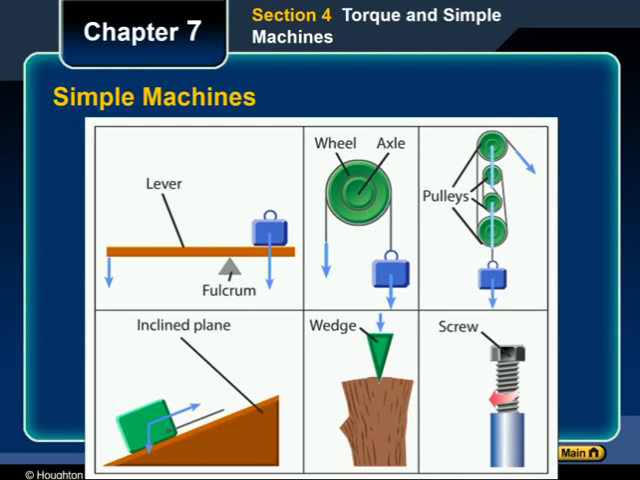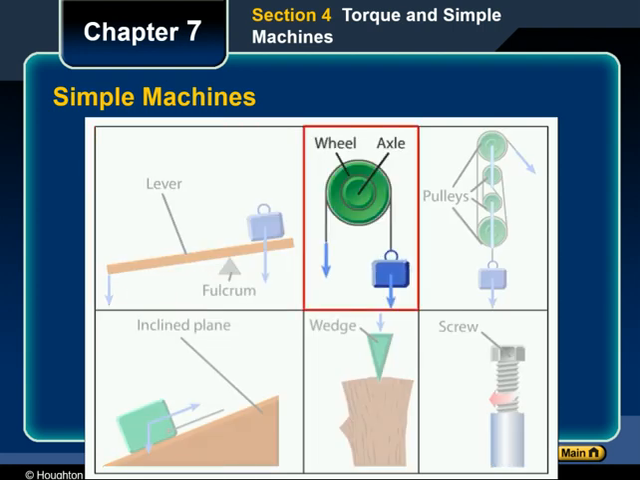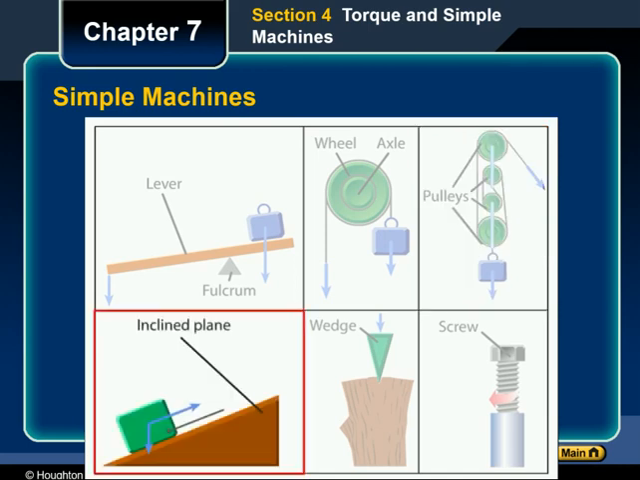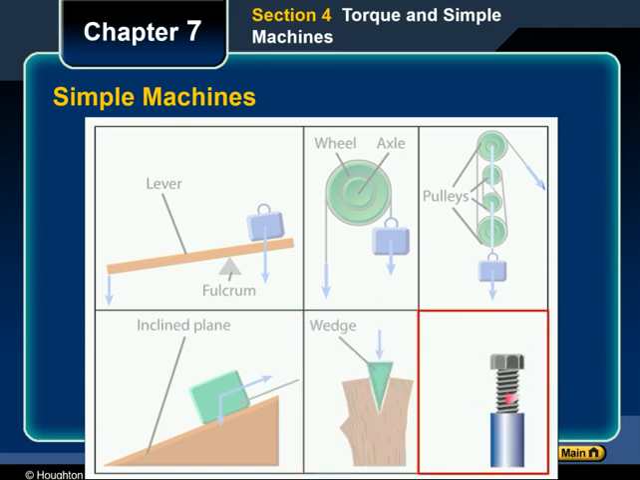A simple machine changes the direction or amount of a force. Simple machines include levers, wheels, pulleys, inclined planes, wedges, and screws.